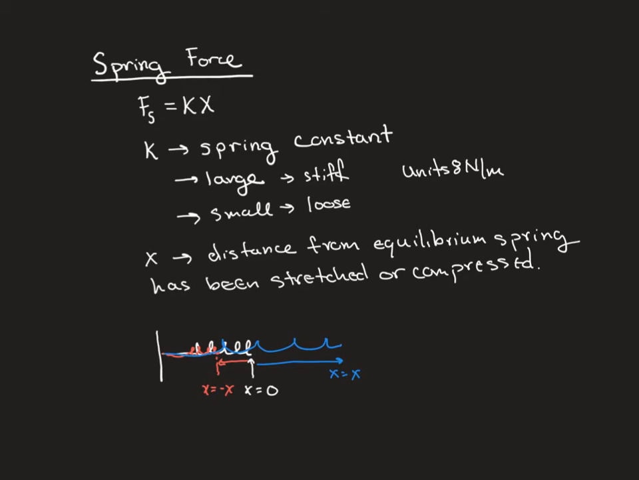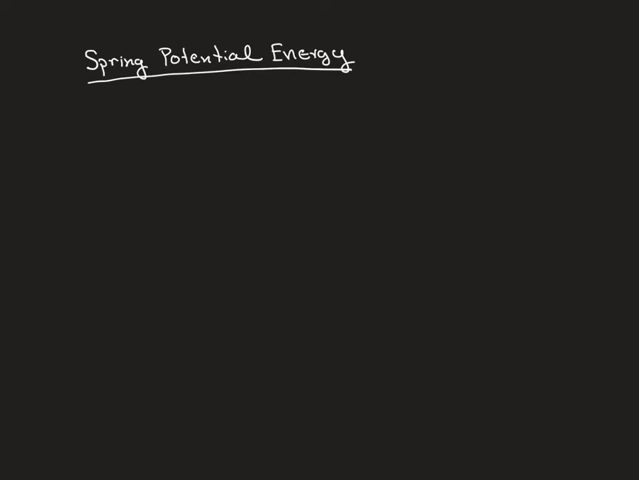So it's how far from where the end of the spring naturally rests the end of the spring has been pulled or compressed. Okay, so now that we have the force, we can determine what the potential energy is. And we're going to do this once again through work. So we're starting with work non-conservative equals force times displacement. Alright, so we're going to plug in K times X times displacement.